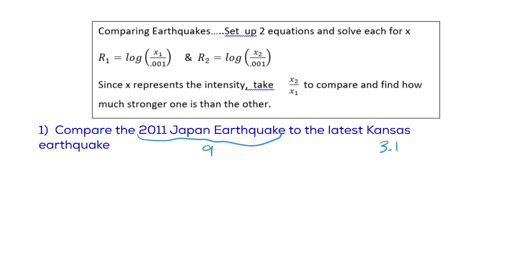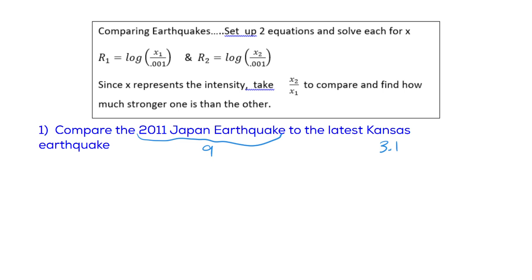Okay, so now what we're going to do is compare how much more intense the Japan earthquake was compared to our Kansas earthquake. So we're going to set up these two equations for the first one and the second one, and then we're going to compare their intensities. The intensities are the x values. I'm always going to have the stronger one on top, so I'm going to have that be Japan. It doesn't really matter which one's x2 and x1, but have your stronger one on top compared to your weaker one.